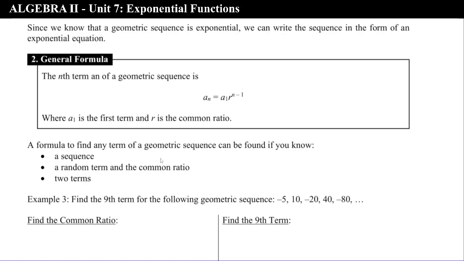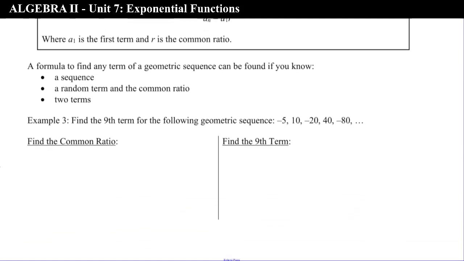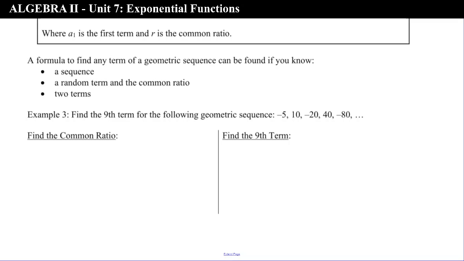So a formula to find any term of a geometric sequence can be found if you know a sequence, a random term and the common ratio, or two terms. And I'm going to go through how to find any term, the term that you're asked for, in all three of these. So let's start with a sequence. I think this is the easiest one to do.